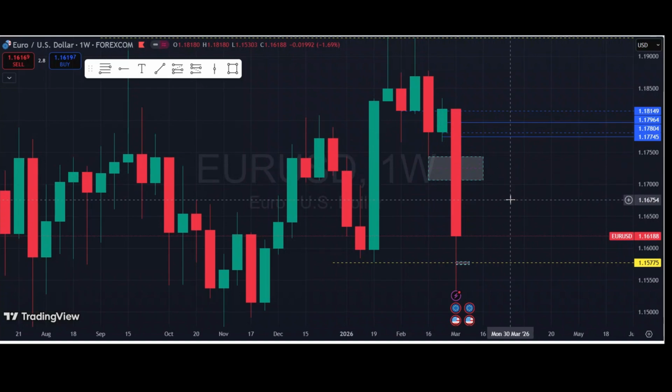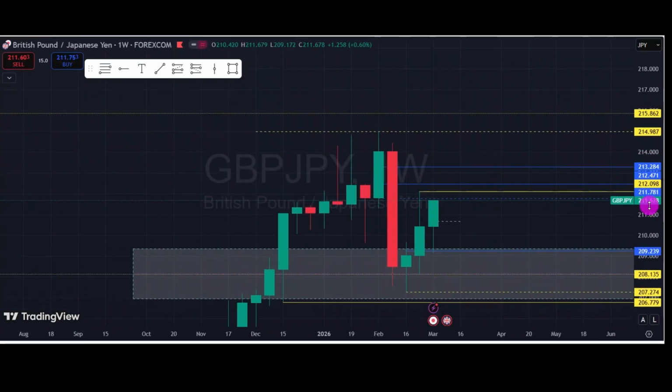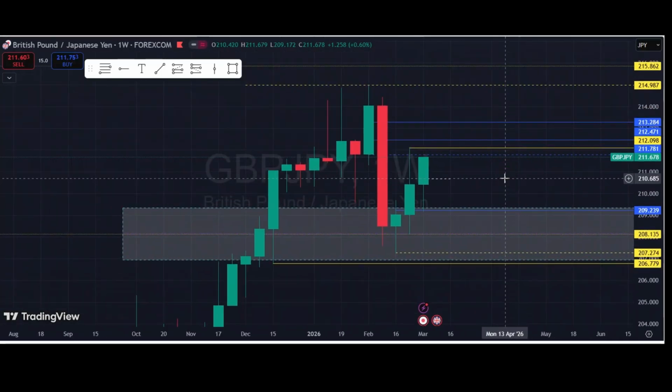Our last pair for the week will be British pound JPY, also using the daily range. So we are looking at this high at 214.98 and the low at 207.27. So British pound JPY is currently trading at a premium zone within this weekly dealing range, after filling a monthly fair value gap.